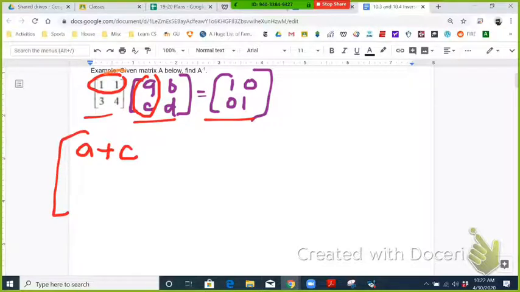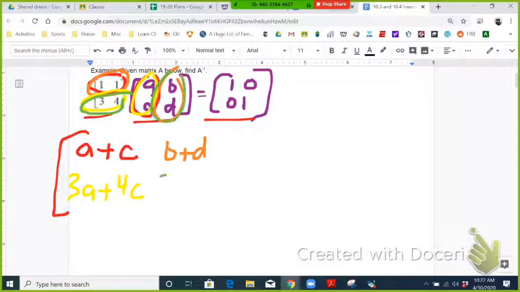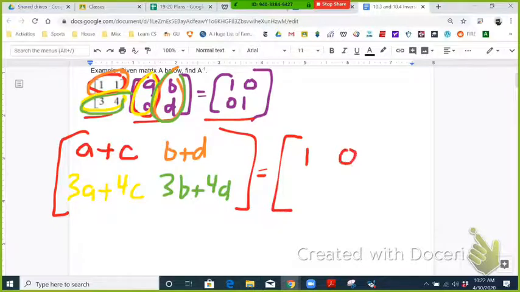Then we're going to do row by column again, so row 1 times column 2. So we get B plus D. For row 2, column 1, we'll take row 2 and multiply it by column 1, so we get 3A plus 4C. Then we're going to do row 2 by column 2, and we get 3B plus 4D. Now, this should all equal this identity matrix in order for it to be an inverse.